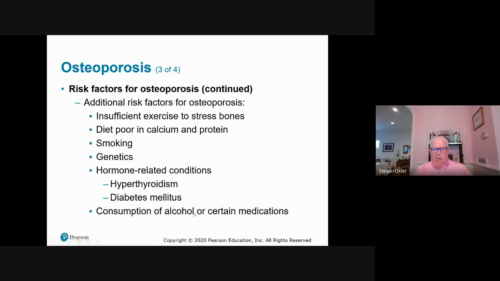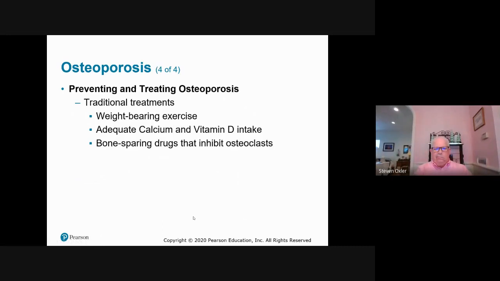How does one prevent osteoporosis? Well, exercise, adequate calcium, and vitamin D. That's how you can prevent osteoporosis as you get older. Okay? Paget's disease, I don't really care if you know. It's not important. Not important.